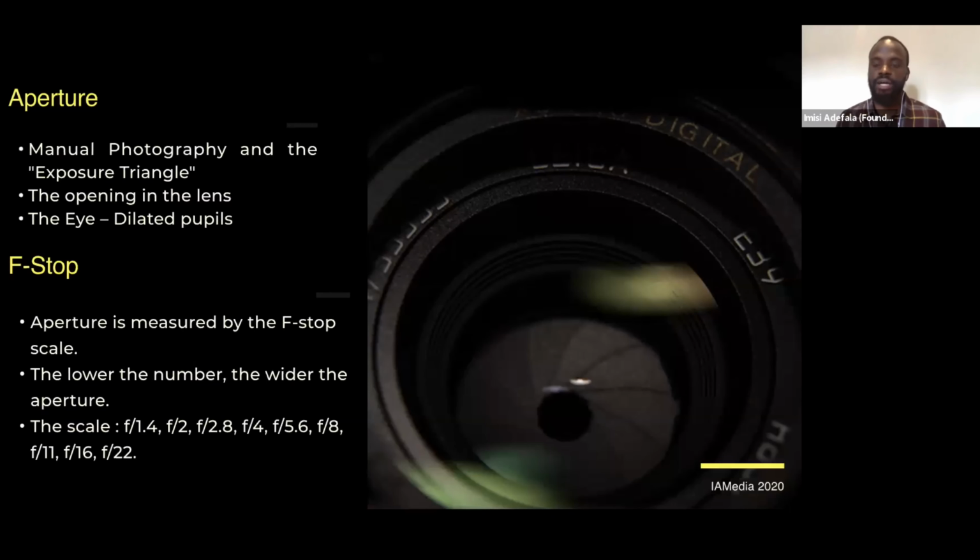So first topic is aperture. Now, aperture is one of the key 3 tools within the exposure triangle. The exposure triangle is made up of aperture, shutter speed, and ISO. In my opinion, and in the opinion of a lot of photographers, aperture is probably the most important within the exposure triangle, and we'll be focusing on that today.